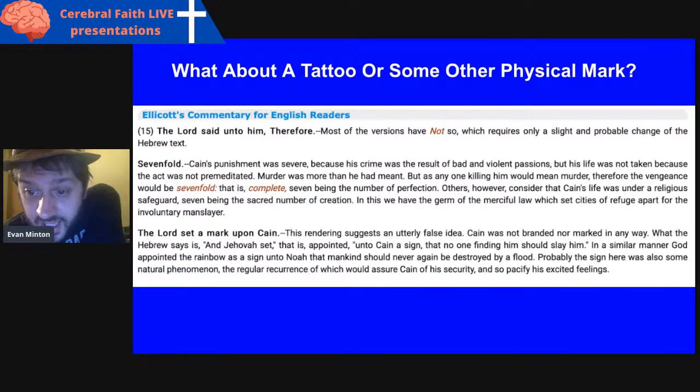The Lord set a mark upon Cain. This rendering suggests an utterly false idea. Cain was not branded nor marked in any way. What the Hebrew says is, "And Jehovah set," that is, appointed, "unto Cain a sign, that no one finding him should slay him." In a similar manner, God appointed the rainbow as a sign unto Noah, that mankind should never again be destroyed by a flood. Probably the sign there was also some natural phenomenon, the regular occurrence of which would assure Cain of his security, and so pacified his excited feelings.